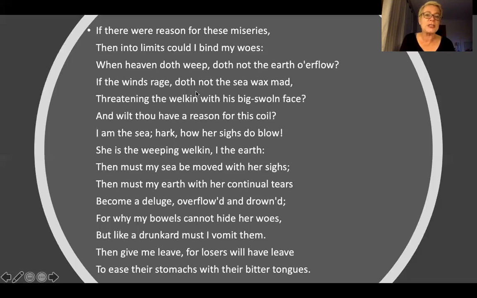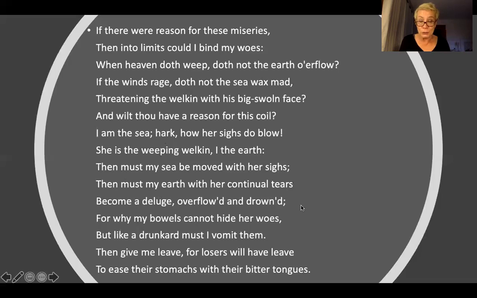If the winds rage, doth not the sea wax mad, threatening the welkin with his big swollen face? One thought, two lines, one enjambment. And wilt thou have a reason for this coil? One thought, one sentence. But of course, this sentence is bringing in all the thoughts from here. I am the sea, hark how her sighs do blow. One thought, one sentence. She is the weeping welkin, I the earth. One thought, one sentence. But yet the thought carries on with, then must my sea be moved with her sighs. Then must my earth with her continual tears become a deluge o'erflowed and drowned.